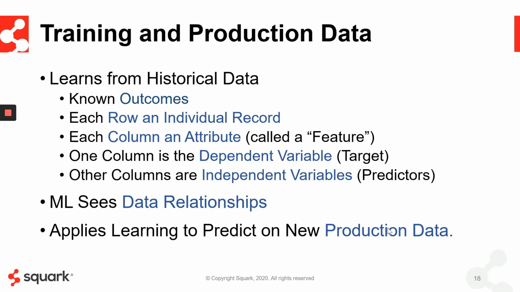So a training data set is historic data. It's labeled data. It's the data from the past that we're going to learn from in Squark. It contains the known outcomes that you want to model and predict. In a training file, each row is a record, and each column is an attribute, or in machine learning lingo, it's called a feature. One column is going to be your label, or your dependent variable, also known as a target. Your other columns are going to be your independent variables, also known as predictors.